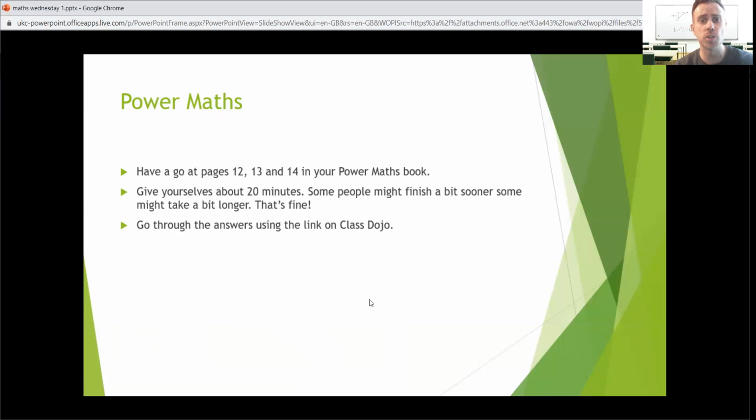As always, give yourself about 20 minutes, a little bit less, a little bit longer, that's fine. And also, I will put the answers, like I have been doing, Monday and Tuesday on our Class Dojo page. So I'll put the answers for pages 12, 13 and 14 on today as well.